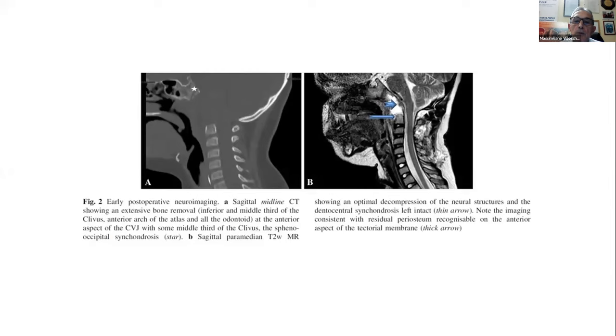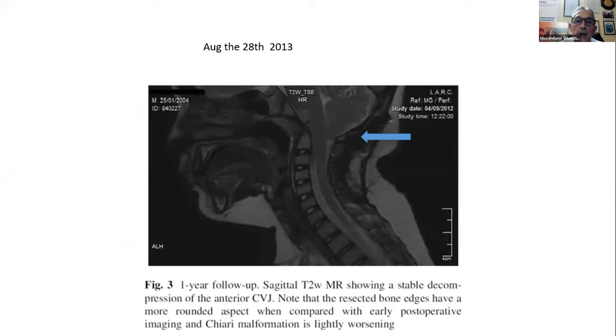And you can see that there is not any more compression of the bulbomedullary junction, as well as a rising up of tonsillary herniation. But you can see that after 6 months, and you will see around 1 year later on surgery, you have a regrowth of the odontoid, a regrowth of the clivus, surprisingly, associated with a regrowth of the tonsillary herniation.